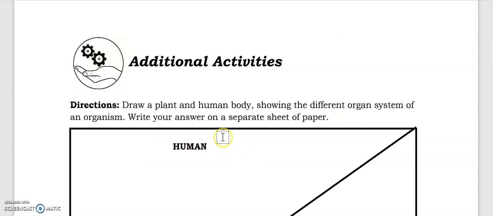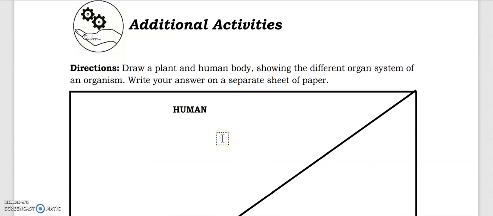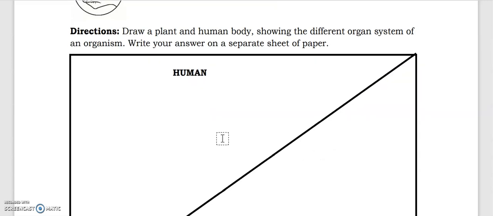And for the additional activities, you can do this on your own. You are very talented. You know that.